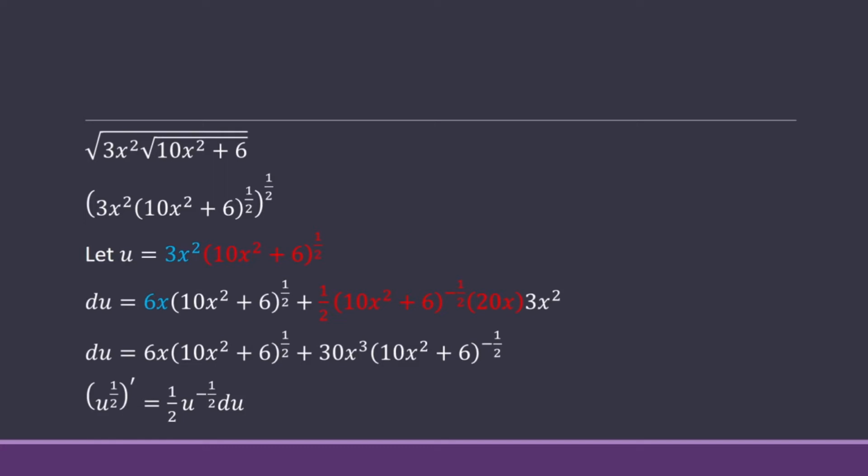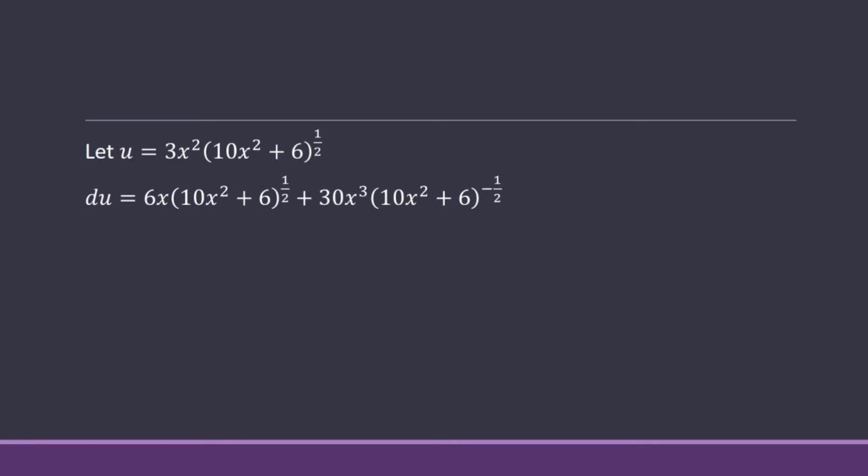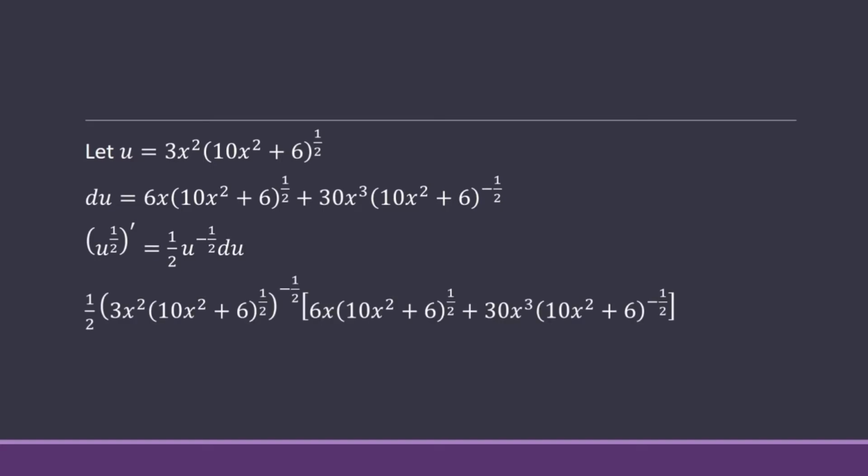Okay, so after the substitution, we can replace the 3x squared times 10x squared plus 6 to the 1/2 power, and then raised again to the 1/2 power, as just u to the 1/2. And we know that the derivative of u to the 1/2 is 1/2 u to the negative 1/2 times du. So here I'm using the chain rule. So this is what we let u be. We solve for du, and we said that the derivative is going to be of this form. So now it's just a matter of plugging it in. So I'm going to plug in u and du.